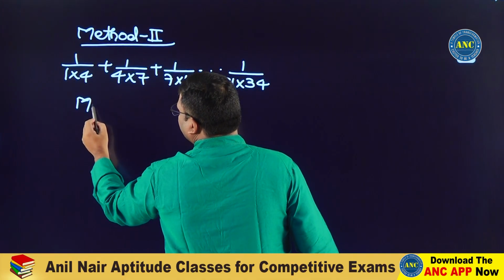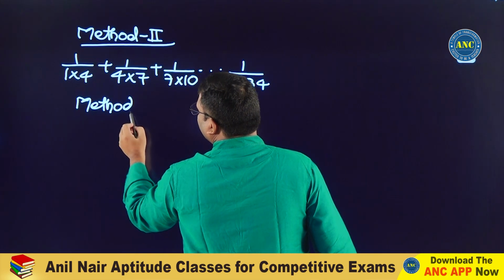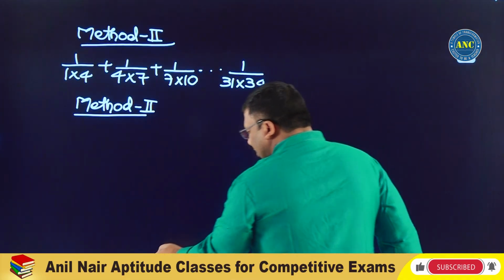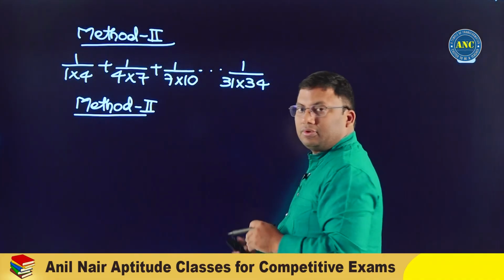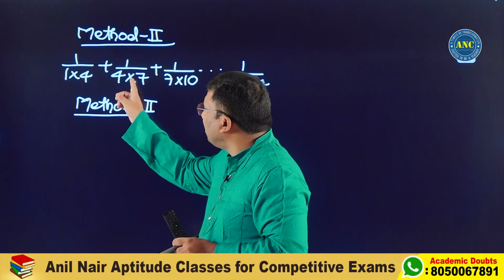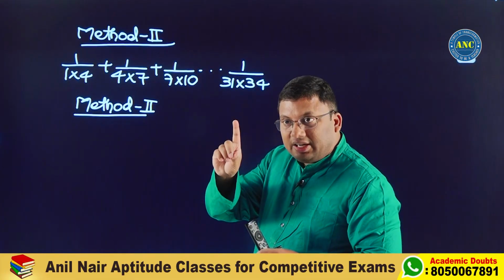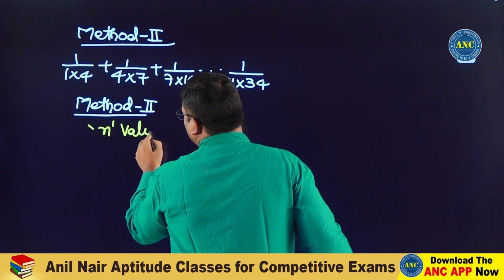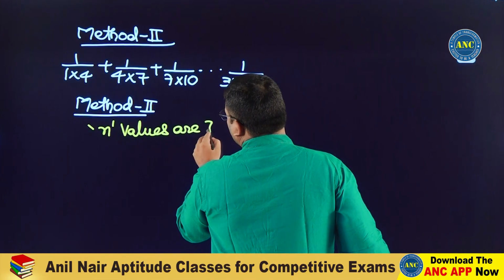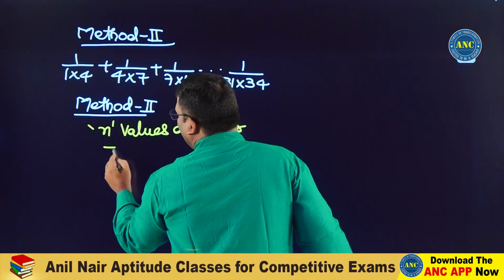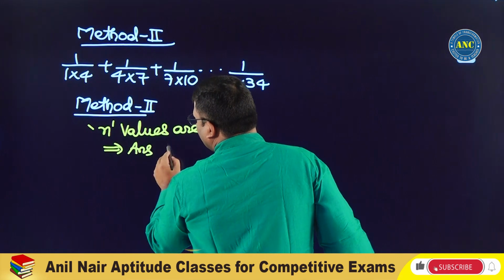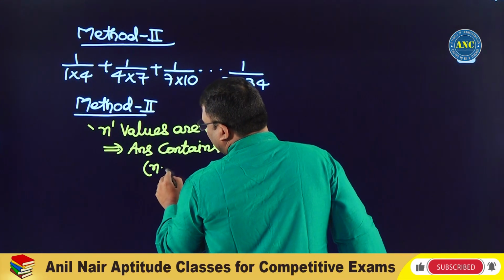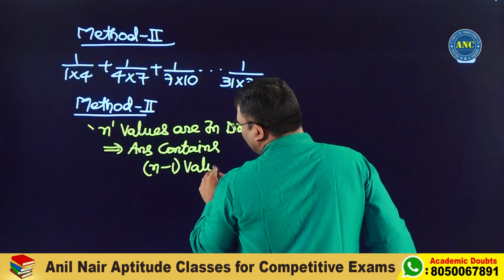Method 2, shortcut. Directly how to write the answer. Listen carefully. Method 2, step number 1. How many terms, values are there in denominator? 2 values are there in denominator. First point: if n values are in denominator, answer contains n minus 1 values.